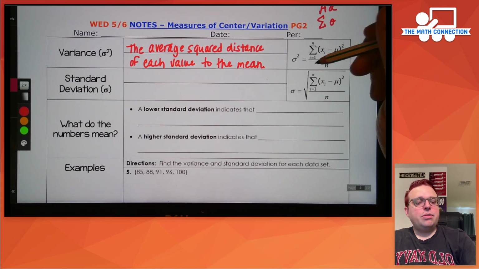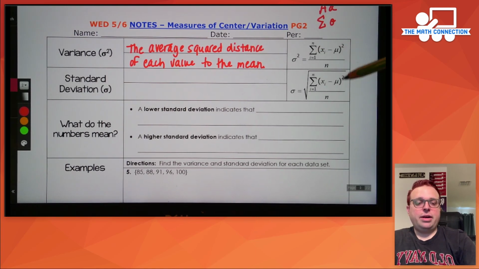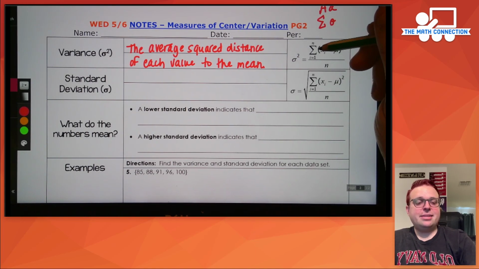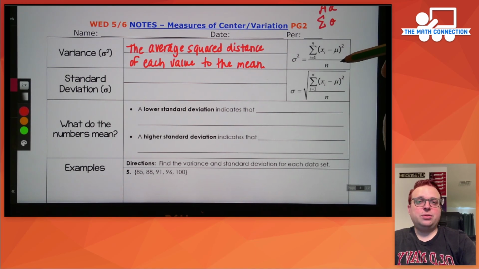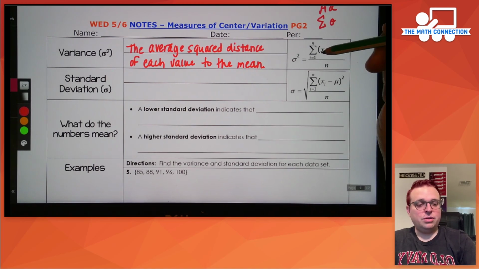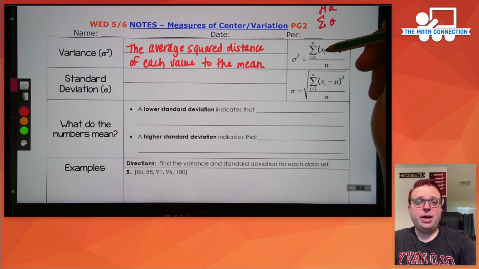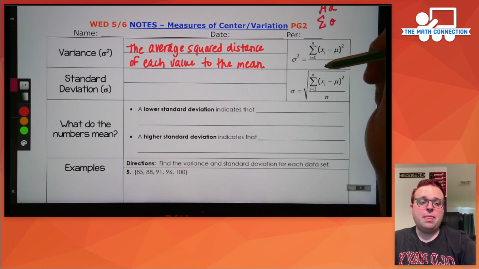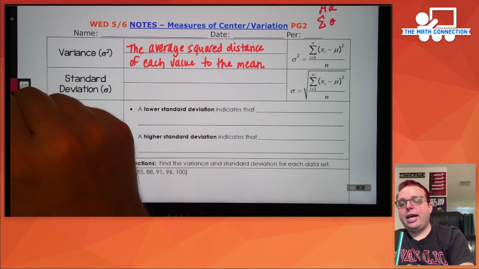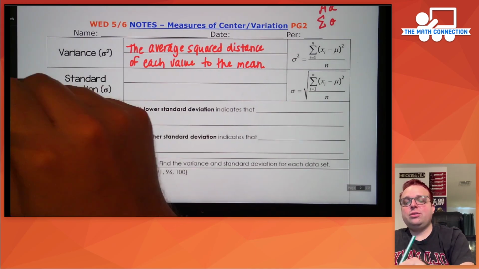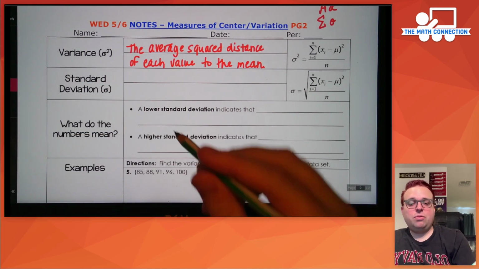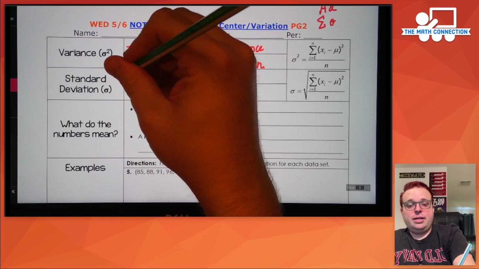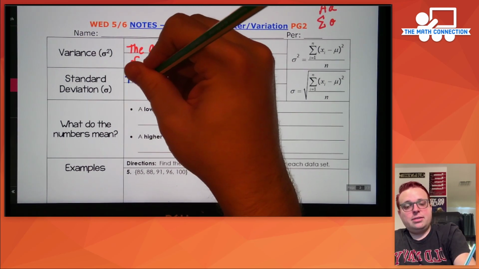So the sigma squared, which is the variance, is basically the same type of formula as mean absolute deviation. You're still doing every data point minus the mean, and then instead of finding the absolute value of that, you're squaring it. And then you add all of them together, and then you divide it by n. Okay, let's also talk about something called the standard deviation. You probably have heard of this one before. The standard deviation is the square root of the variance.